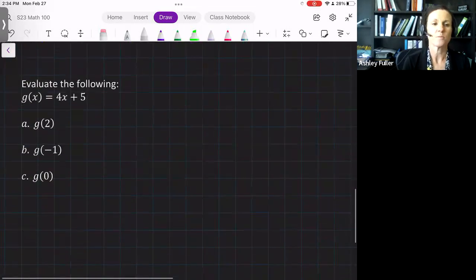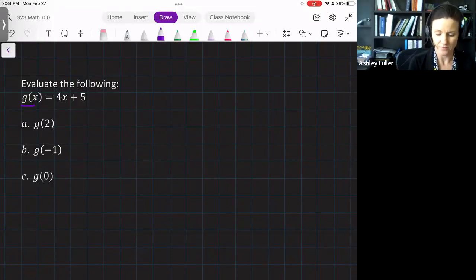One of the things I want you to be able to do is evaluate functional notation. This is read as g of x, and all that means is wherever you see an x, you're going to substitute the value given. For g of 2, you will do 4 times 2 plus 5, which gives you 8 plus 5, which is a value of 13.